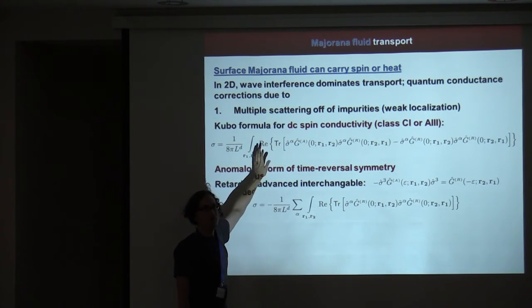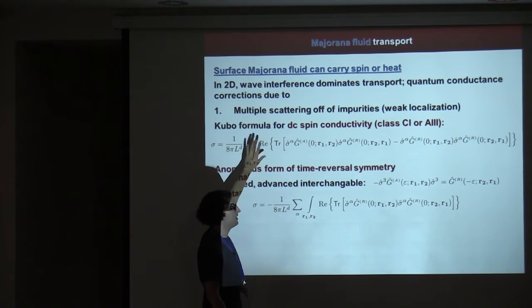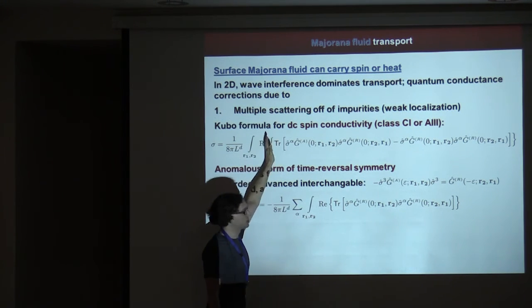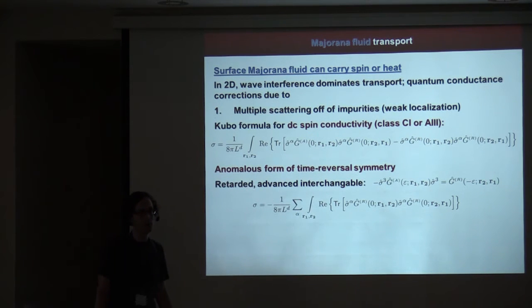If I had written out the full form at finite temperature, there would also be a df/dε. It involves retarded and advanced Green's functions times the derivative of a Fermi step. It's just the Kubo formula.